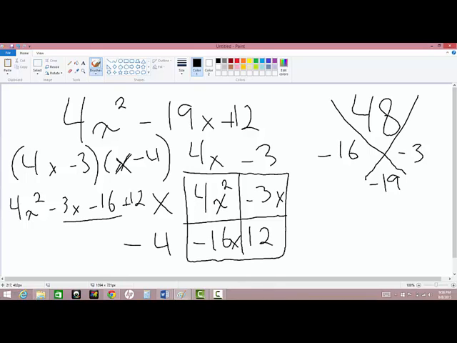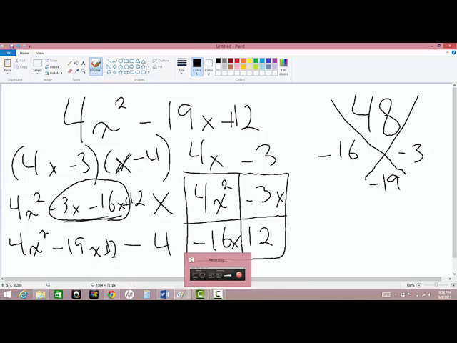When we combine the two terms in the middle, we are going to get the negative 19x, and that leads us back to the original 4x squared minus 19x plus 12. Okay, and let's look at one last example.